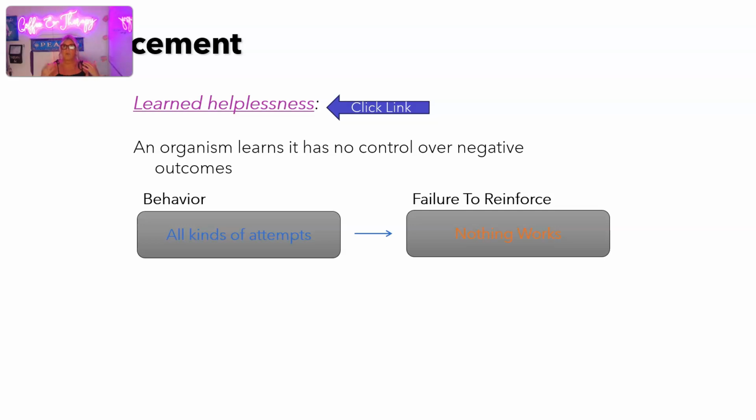Often people will say to those who have gone through domestic violence, well, why don't you leave? Why do you stay? That's a big thing that we hear. And it's because of that conditioning through learned helplessness: through those attempts of trying to leave and being unsuccessful, you give up. There are all kinds of attempts happening, and then there's that failure to reinforce, like nothing is working, so you just stop trying. This does a really good job of going over that.